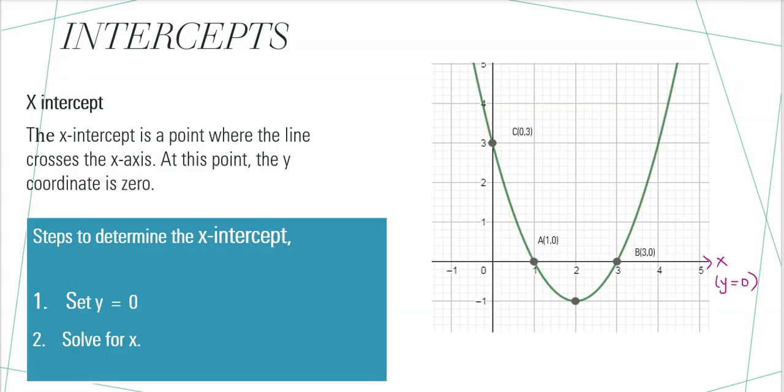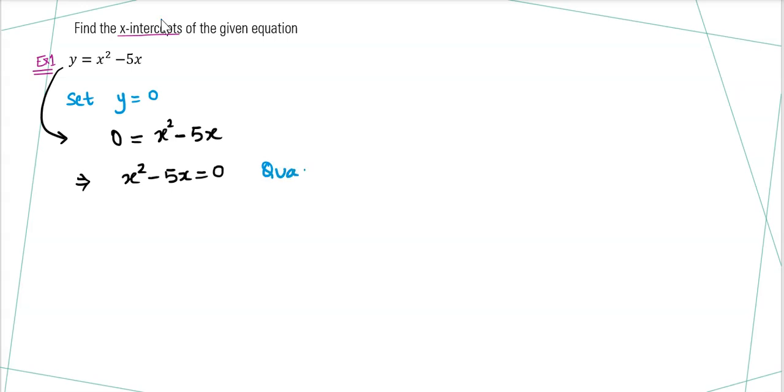Let's understand this with the help of an example. Here we have to find the x-intercept for this equation. One way is we can plot the graph and then find the points, or we can use this method. For this, we have to set y equal to 0. When we set y equal to 0 in this equation, we get 0 equal to x squared minus 5x. We can rewrite it as x squared minus 5x equal to 0, which is a quadratic equation.